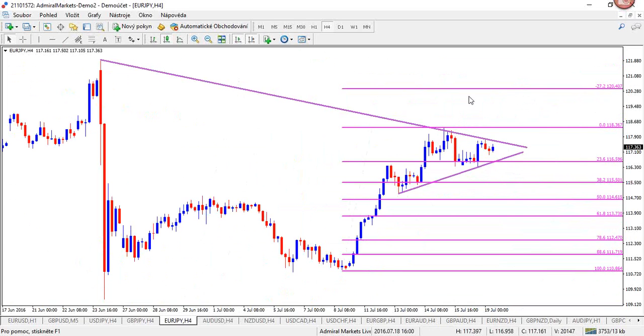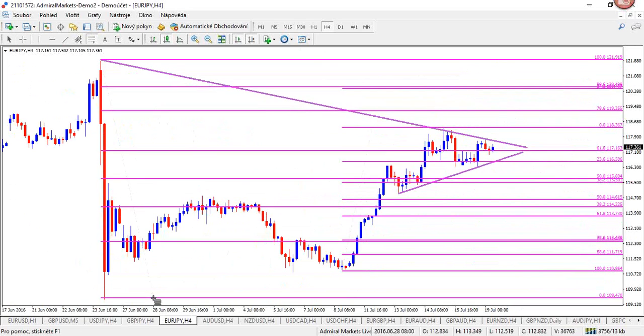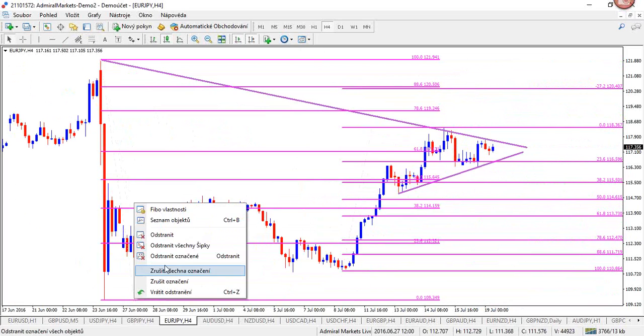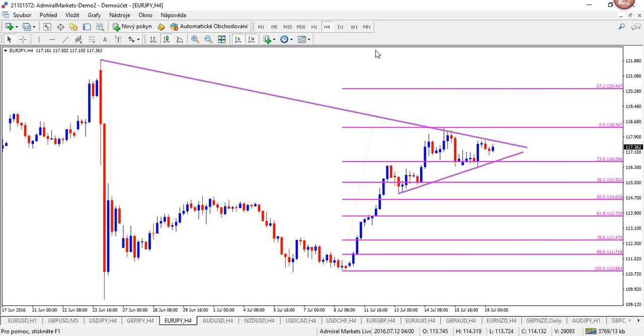Target is 120.40, the minus 272 target. We can put this fib on as well. All right, we should be careful of 119.25, the 78.6 fib. After that, 120.40. So that I think looks like a good breakout.